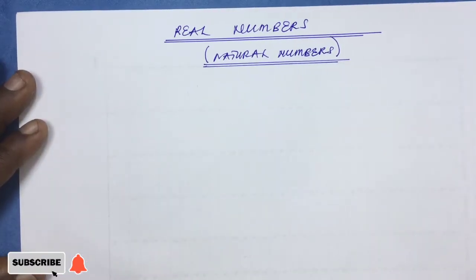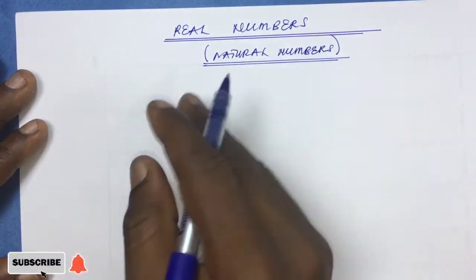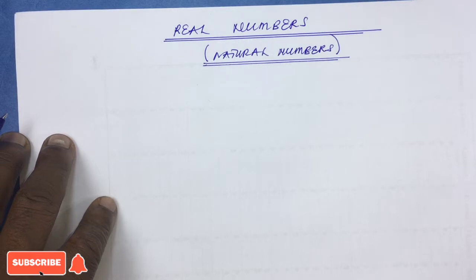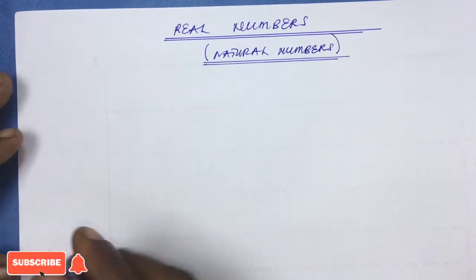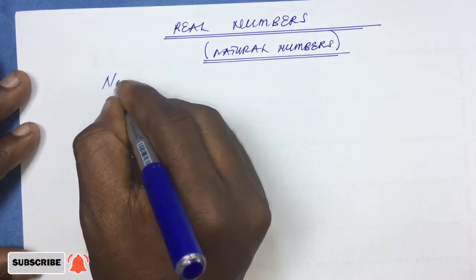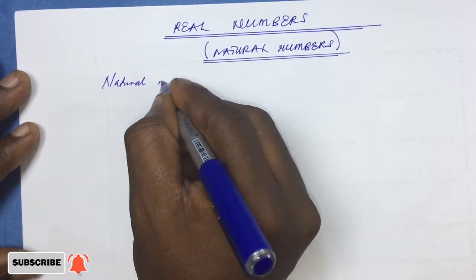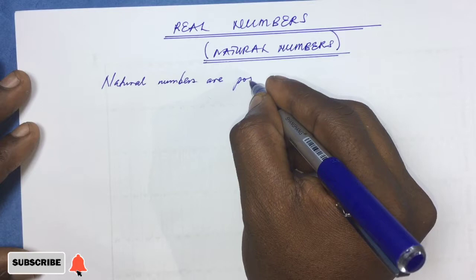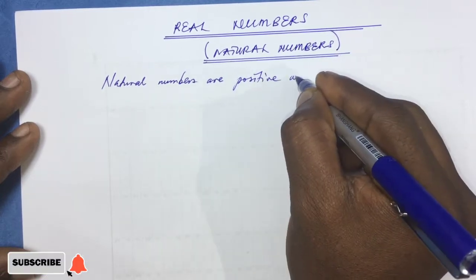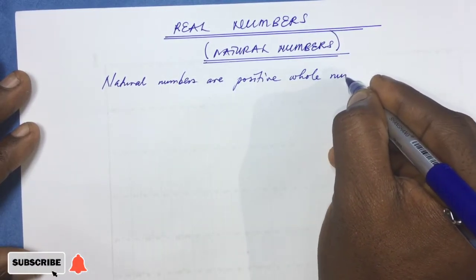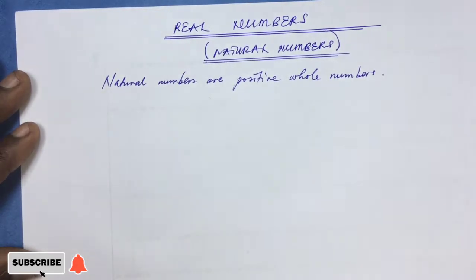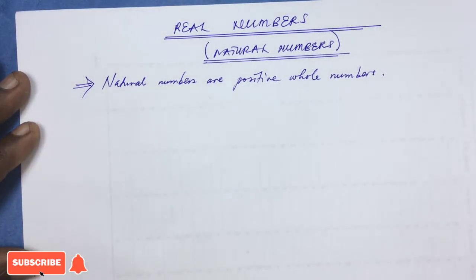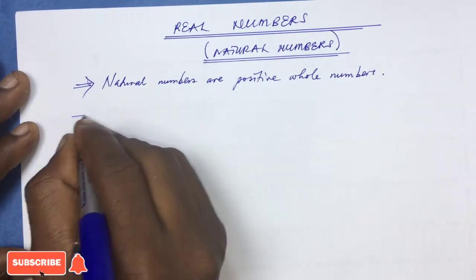Now, what I'm going to say also is this. For each number system we discuss, I'm going to tell you the symbol that denotes that number system and the kind of numbers you find in that system. So let us start. Natural numbers are positive whole numbers. So that is my first statement. Natural numbers are positive whole numbers. That's statement number one.